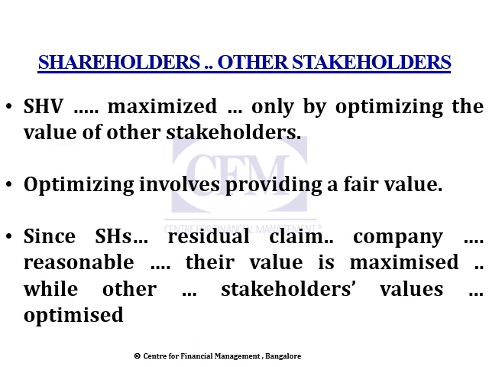We can view the relationship between a company and its shareholders and other stakeholders in a slightly different manner. Shareholder value can be maximized only by optimizing the value to other stakeholders. Optimizing involves providing a fair value. This means the company should provide value for money to its customers. The company should offer a very fair employment contract to its employees. The company must have a mutually viable relationship with its vendors, so on and so forth.